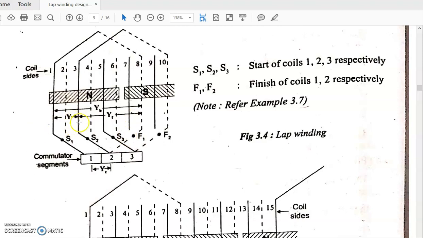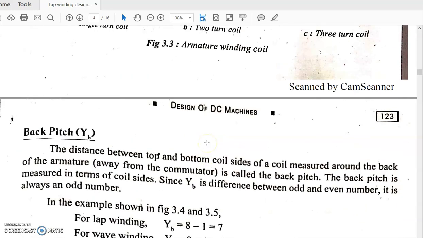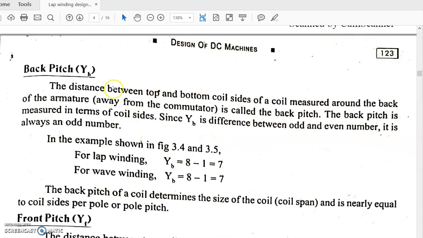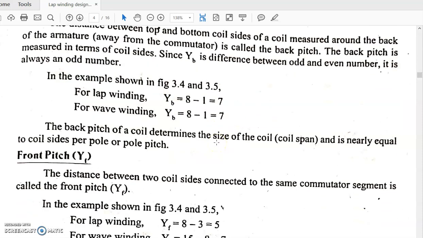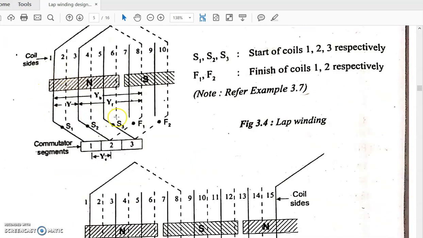What is front pitch here? As per definition, the back pitch, let us take back pitch first. It is the distance between the top and bottom coil sides of a coil. So let us take this top coil side of the first coil. It is the distance between S1 and F1, the start and finish of a coil. So back pitch is the distance between S1 and F1. It is actually the lap winding.